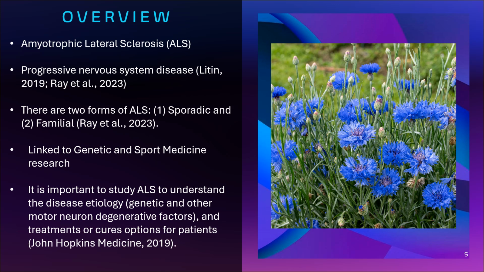Kind of just going off of that, like I said before, ALS is the actual name for it, which most of us today do know it by. It used to be called and more well known as Lou Gehrig's disease. Again, it is a progressive nerve system disease, and there are two forms of ALS, sporadic and familial. This can be linked to genetic and sports medicine research, but also is linked to geriatric research.